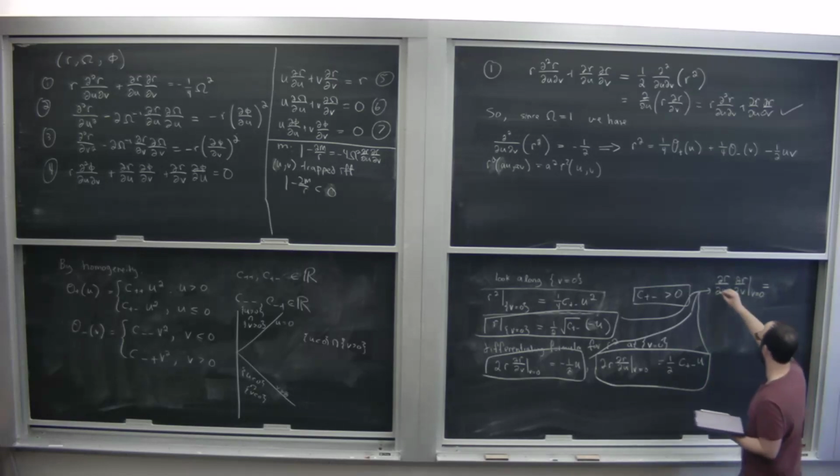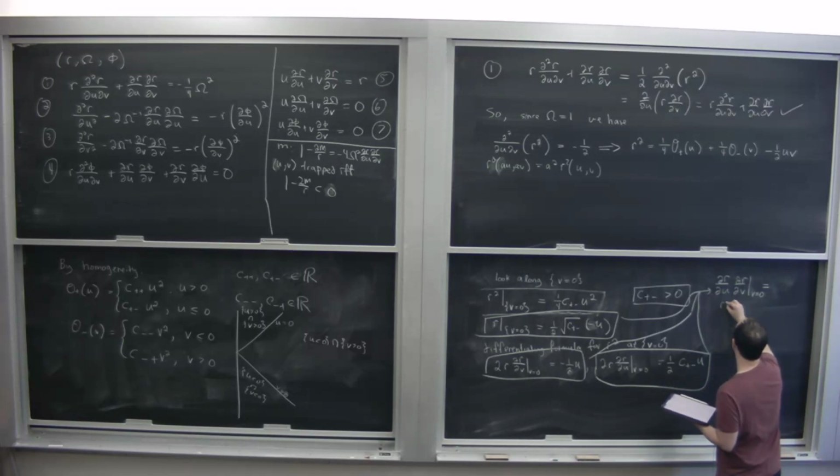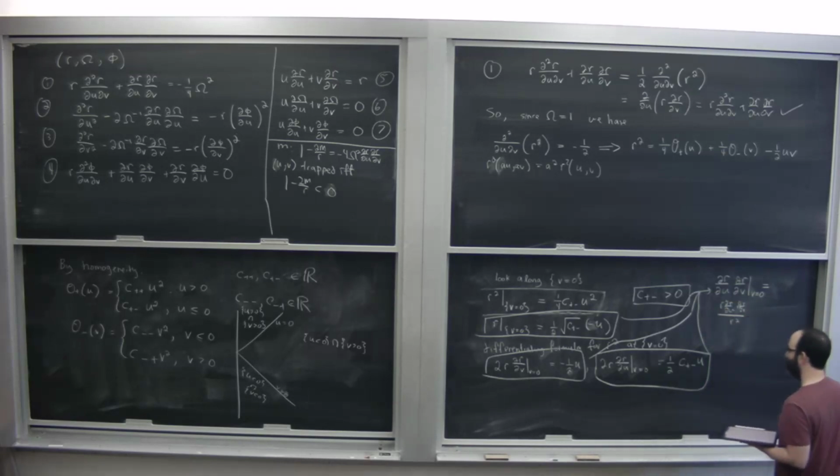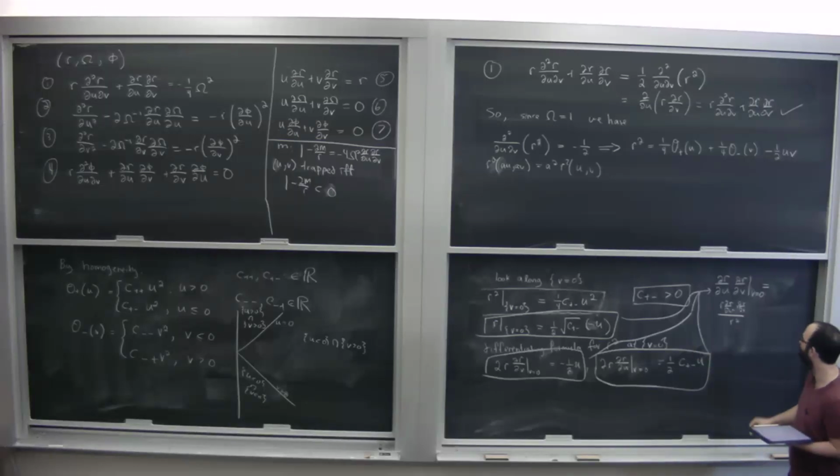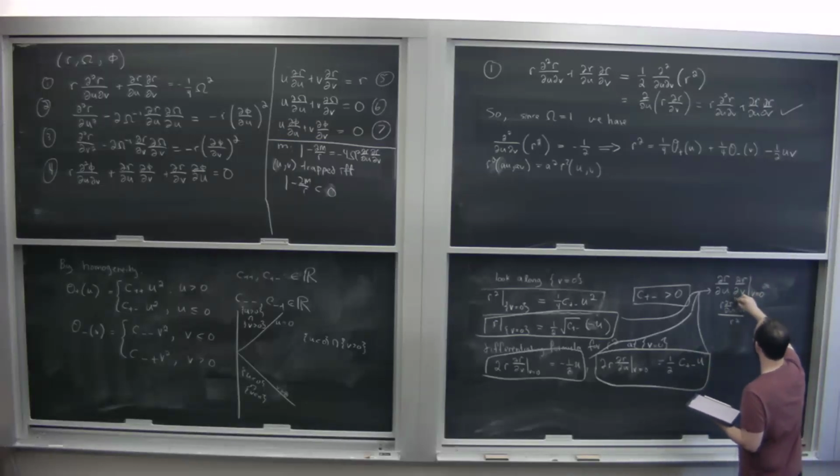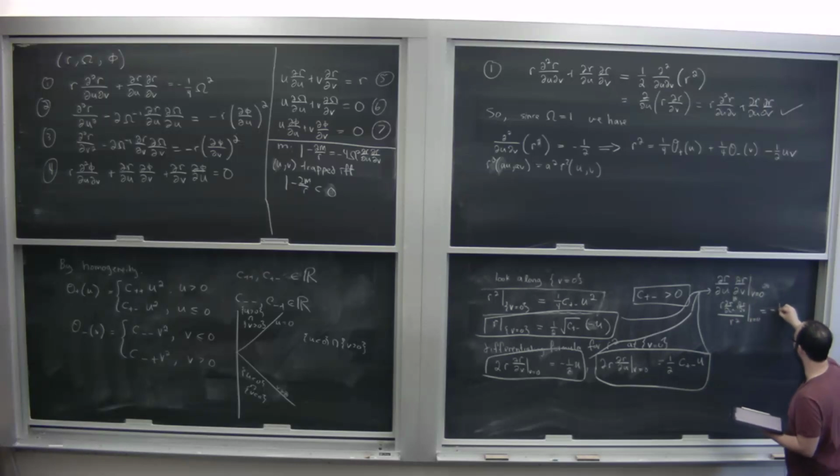Because what you do is you write this like that and plug in all the formulas. All right, and then this equals that at v equals 0. And if you work it out, you get minus 1/4. So this constant scales out.